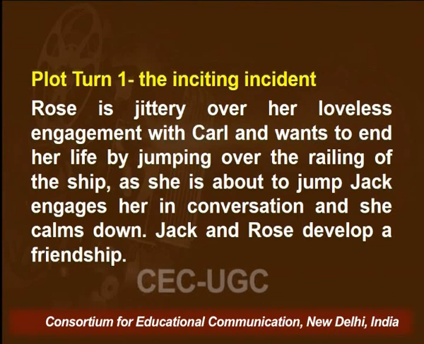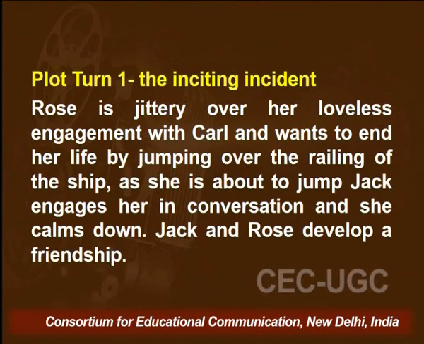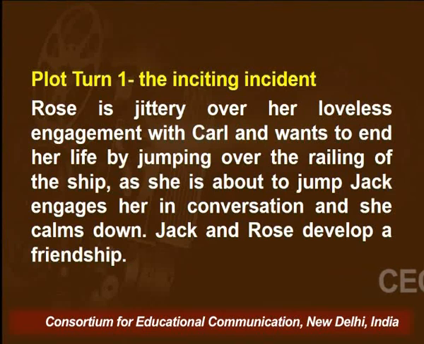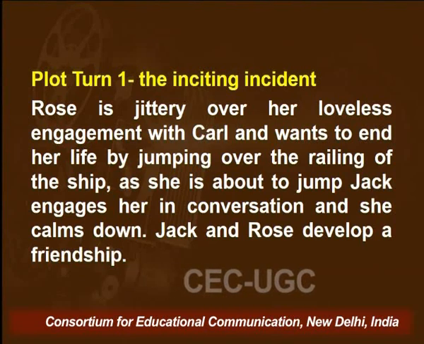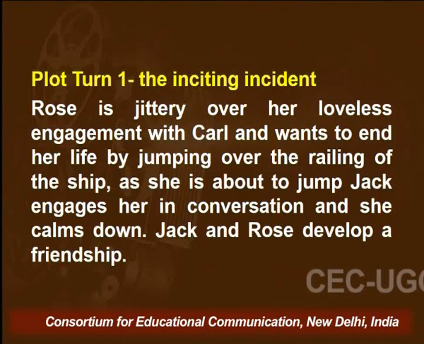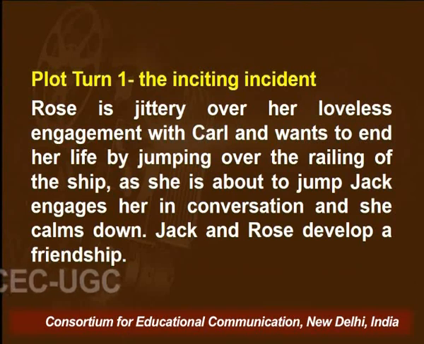Then in terms of plot turn one, the inciting incident, as it says, Rose is jittery over her loveless engagement with Carl and wants to end her life by jumping over the railing of the ship. As she is about to jump, Jack engages her in conversation, and she calms down. Jack and Rose develop a friendship.